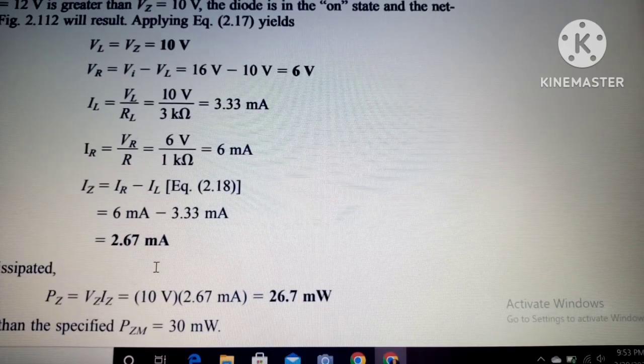We can now easily find the power, as the power formula is Vz Iz. So putting the value of the Zener current and Zener voltage, we can find the power. The power is 26 milliwatt.